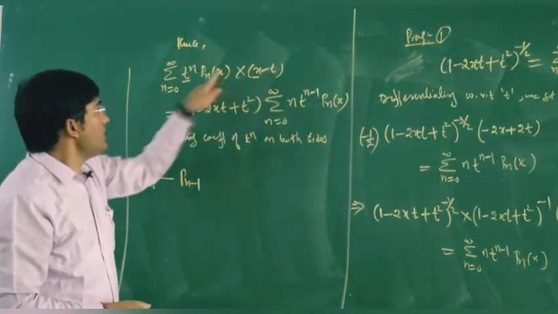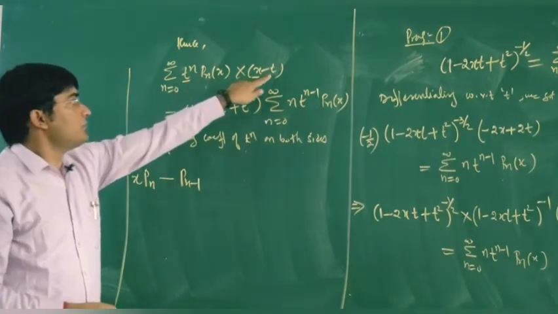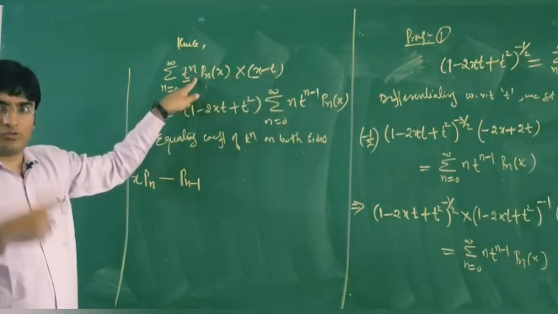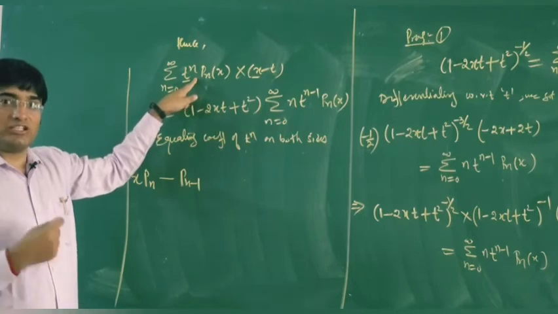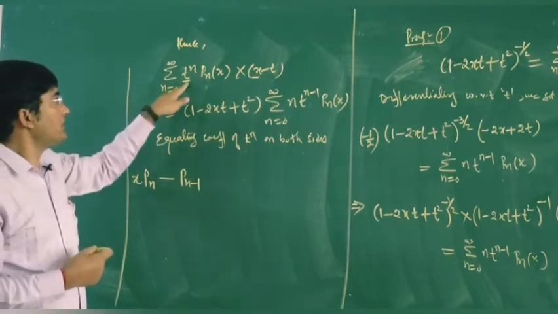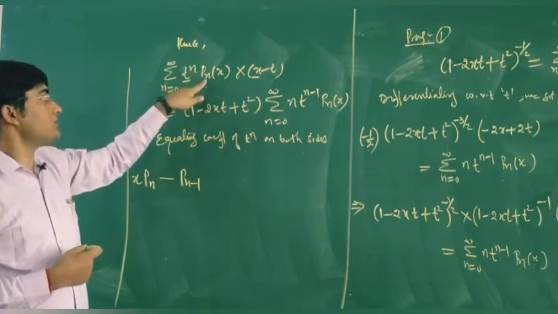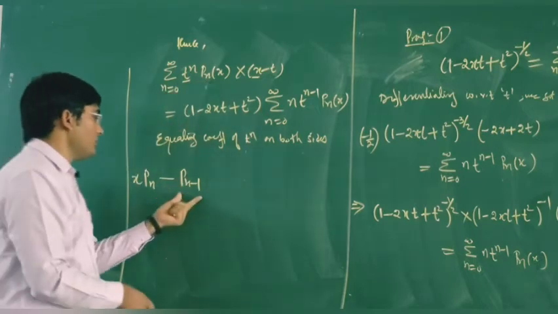This will be a minus t into this term. If you multiply directly to this term, then we will get t power n plus 1, but we need t power n. So for that, we will take t power n minus 1 into Pn minus 1 here. So this is equal to Pn minus 1.